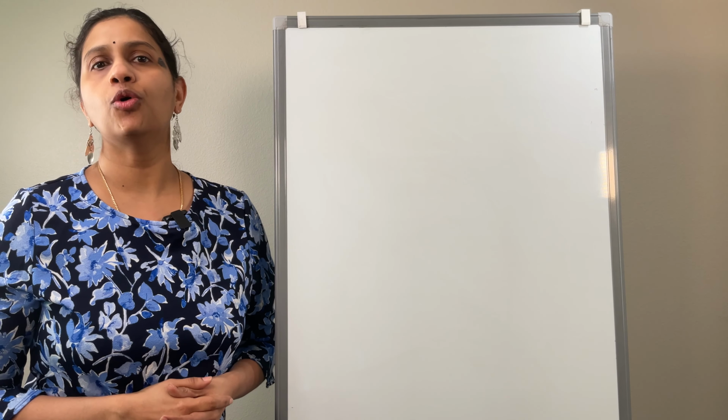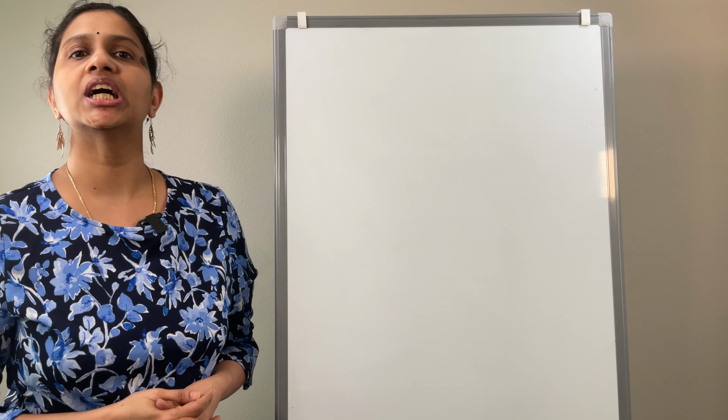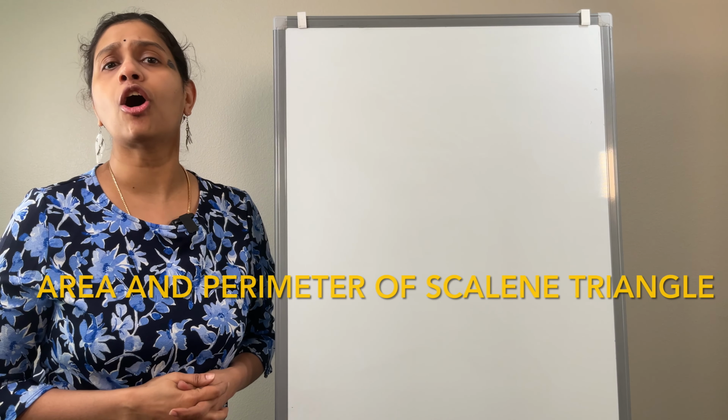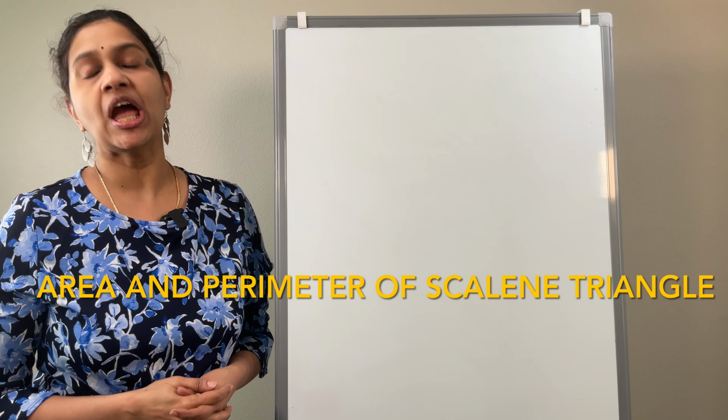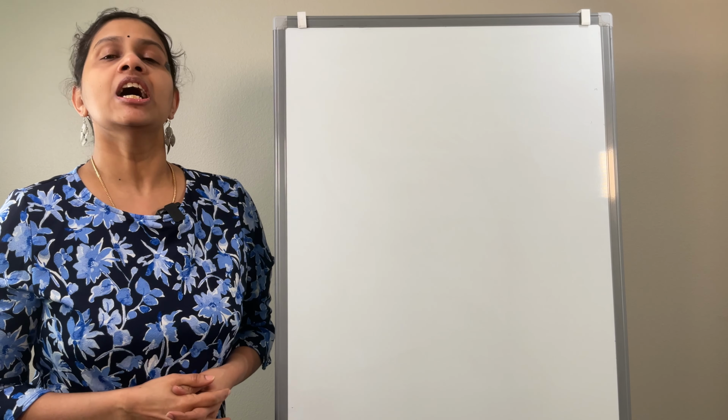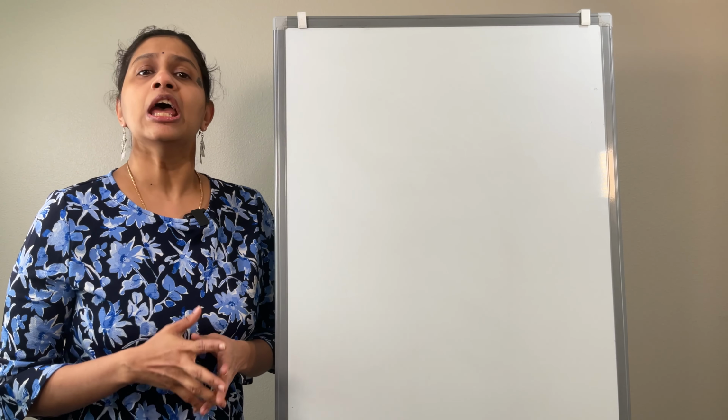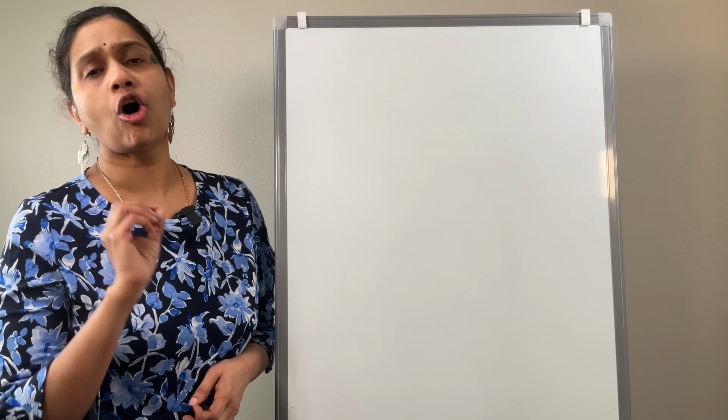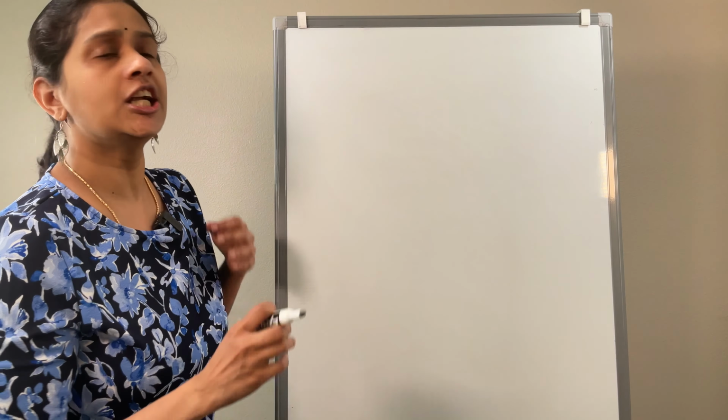In today's video, we are going to discuss the area and perimeter of a scalene triangle. What is a scalene triangle? A triangle is called scalene if the lengths of all the three sides are different.